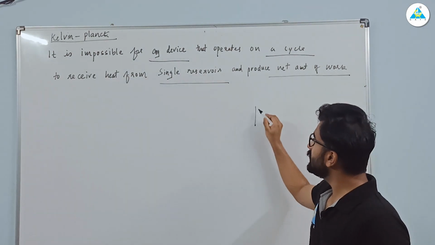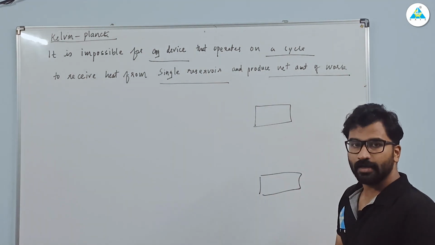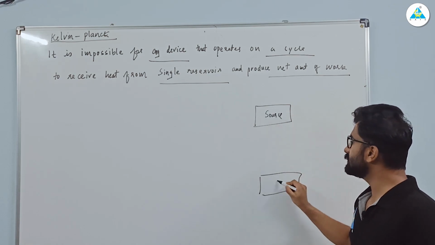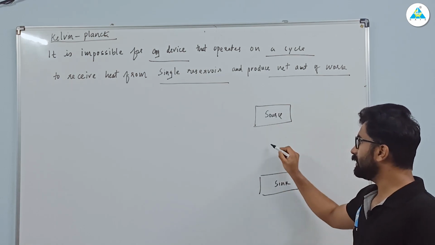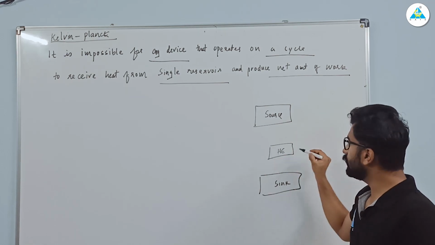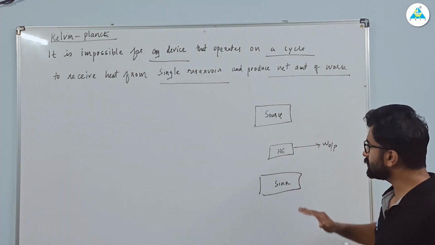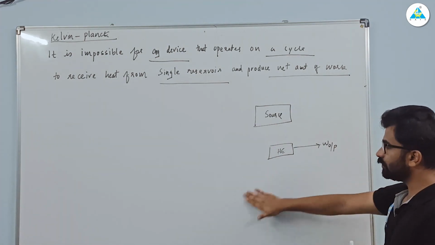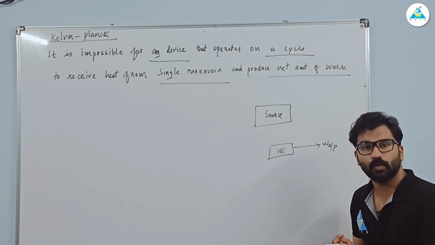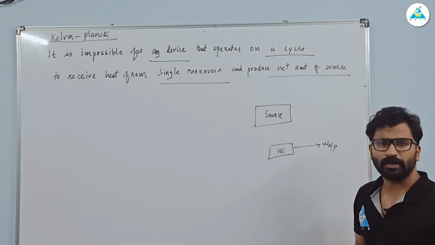If you see, in a heat engine you are having two reservoirs. This is your source, this is your sink. So a heat engine cannot produce a net amount of work without the second reservoir. That is, with only one source we can never produce a work output. This is the meaning of your Kelvin Planck statement.